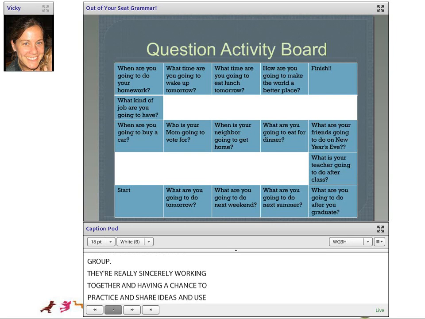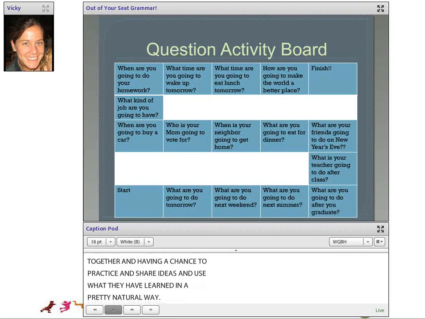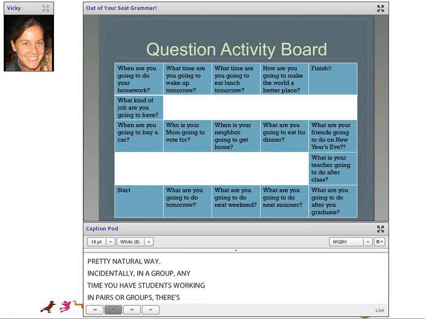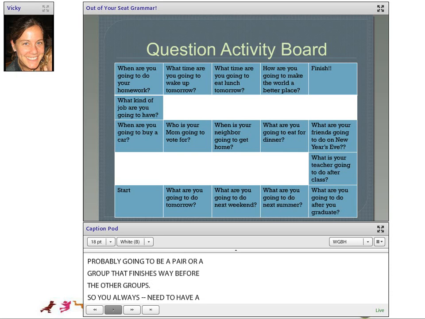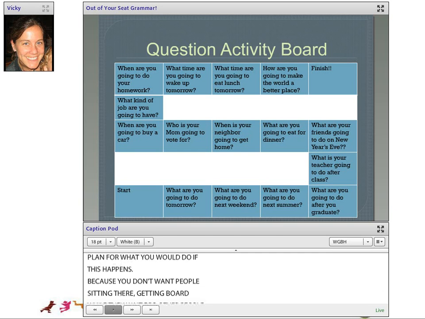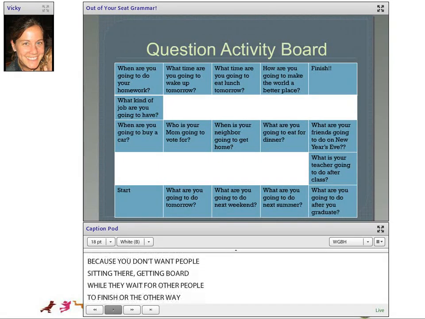Incidentally, anytime you have students working in pairs or groups, there's probably going to be a pair or a group that finishes way before the other groups. And so you always need to have a plan for what you would do if this happens, because you don't want people sitting there getting bored while they wait for other people to finish, or the other way around. You don't want people starting to think, oh my goodness, every other group is done and we're not done yet, so we better rush through.